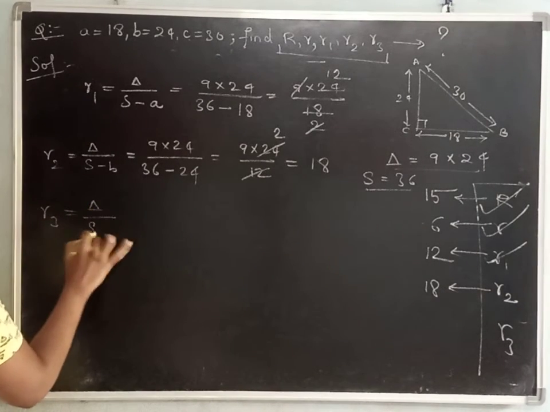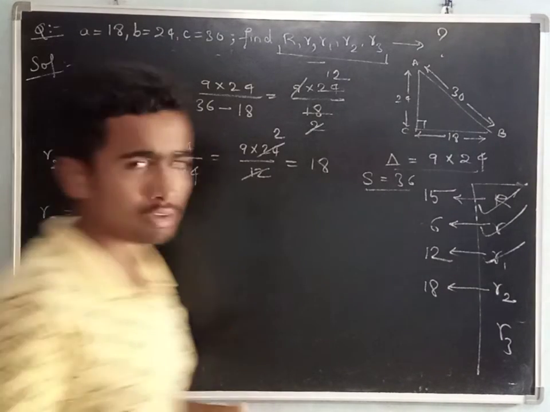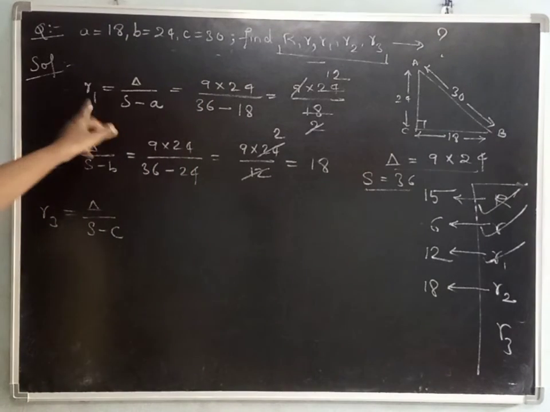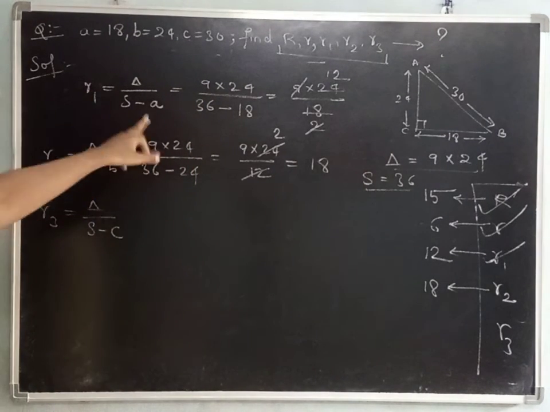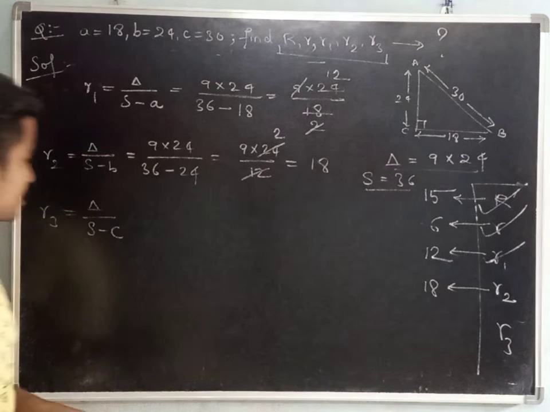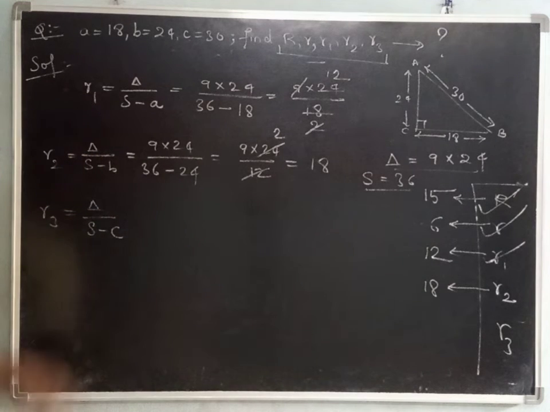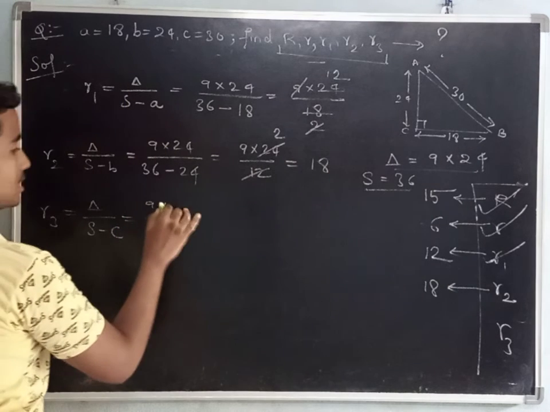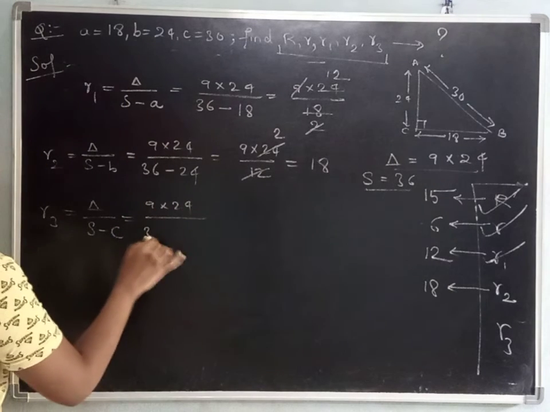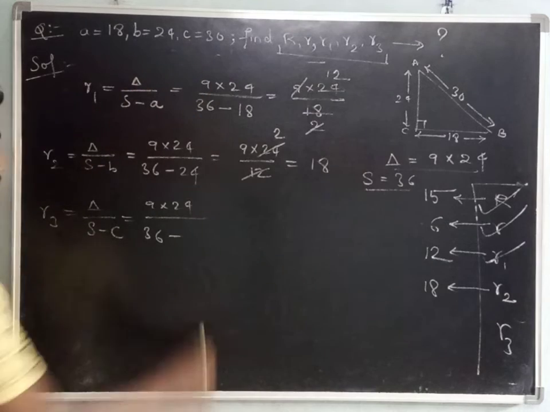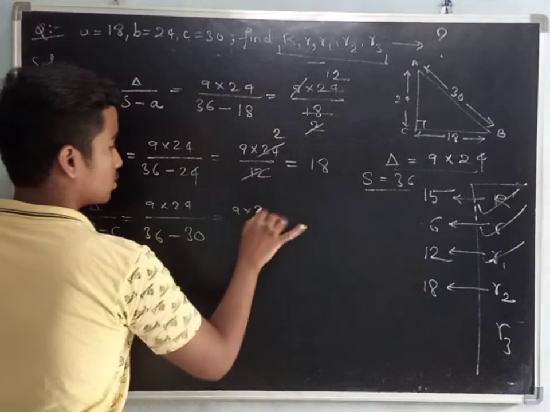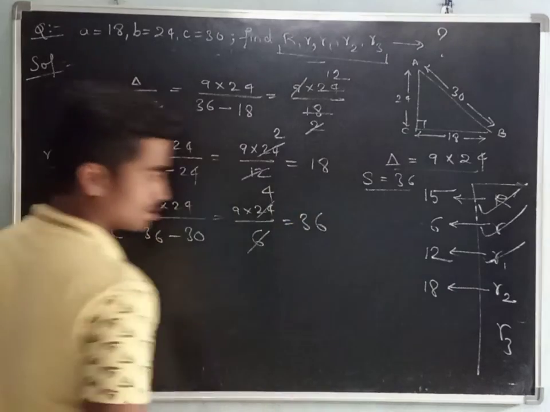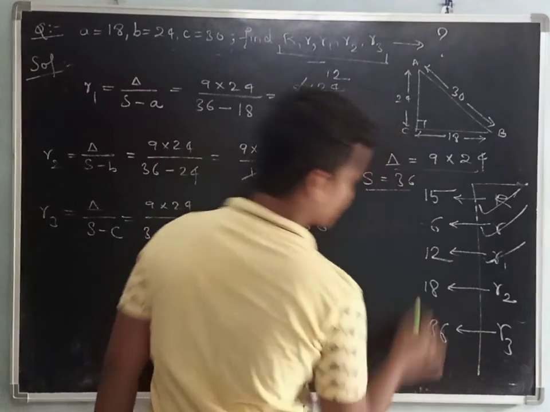R3 is equal to delta by S minus C. These formulas you have to remember. I think it will be easy for you. There is simple logic. R1, which is opposite to vertex A, S minus A. R2, S minus B. R3, S minus C. Delta by S minus C. There is no difficulty in remembering these formulas. Delta is nothing but 9 into 24 by 36 minus C. C is nothing but 30. 9 into 24 by 6. 6 times 6 is going to be 36. So, R3 is going to be 36.